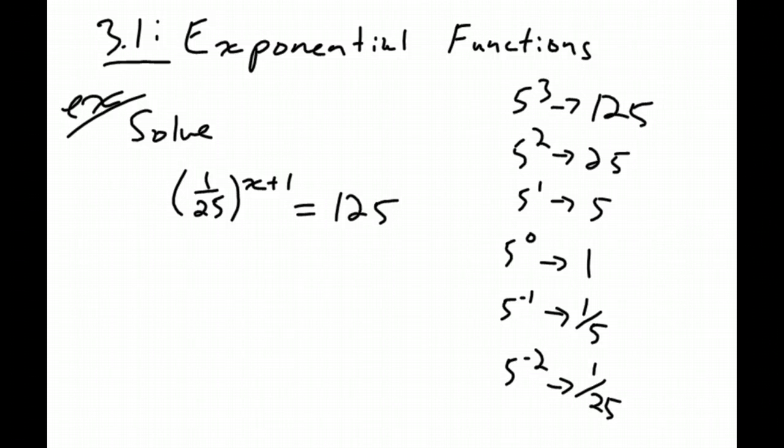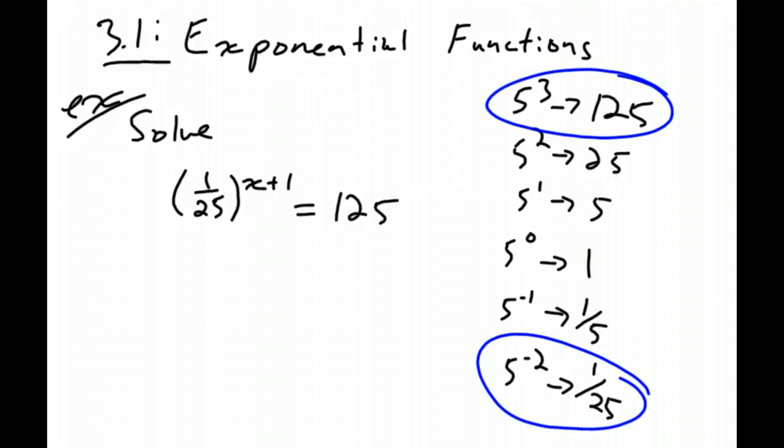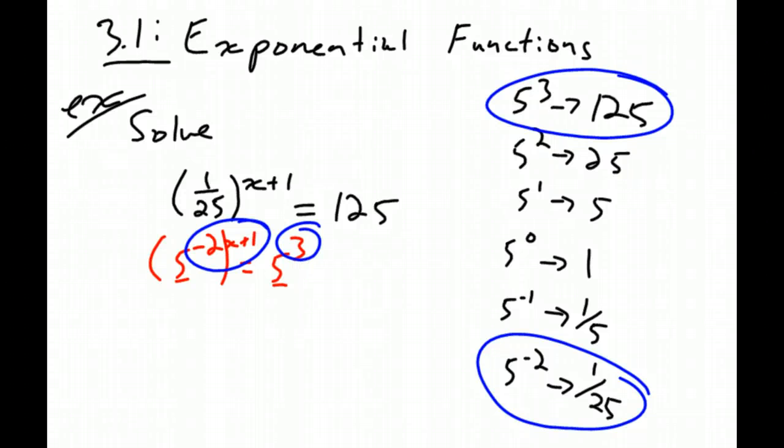So now I have both the things that I'm going to use. I can write them both as a base of 5. So that I have 5 to the negative 2 equals 5 to the third. 5 to the negative 2x plus 1, sorry. So then since my bases are the same, I can just take the exponents and set those equal to each other. So that I have negative 2 times x plus 1 equals 3.